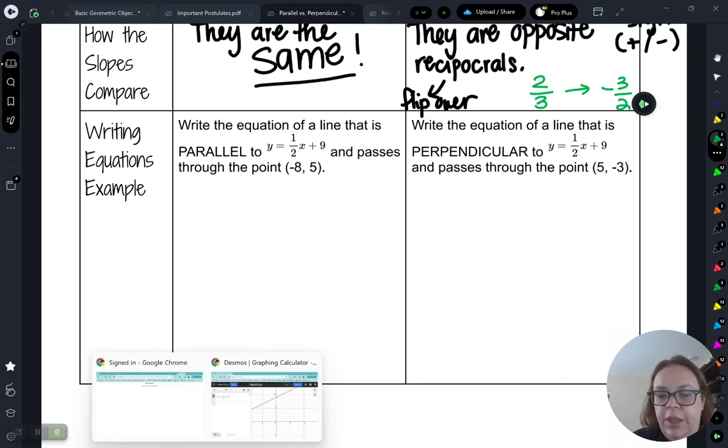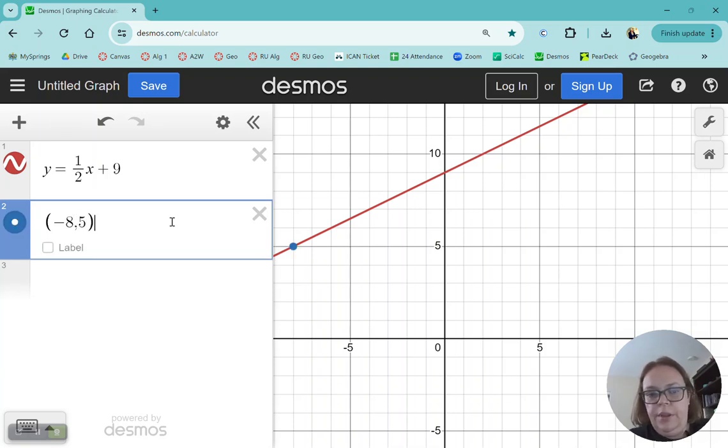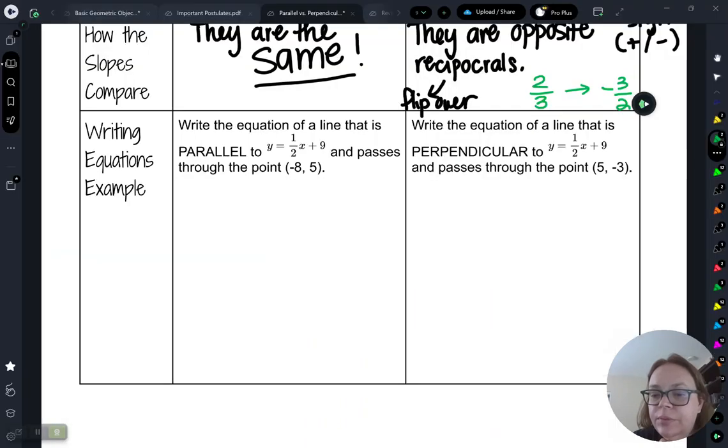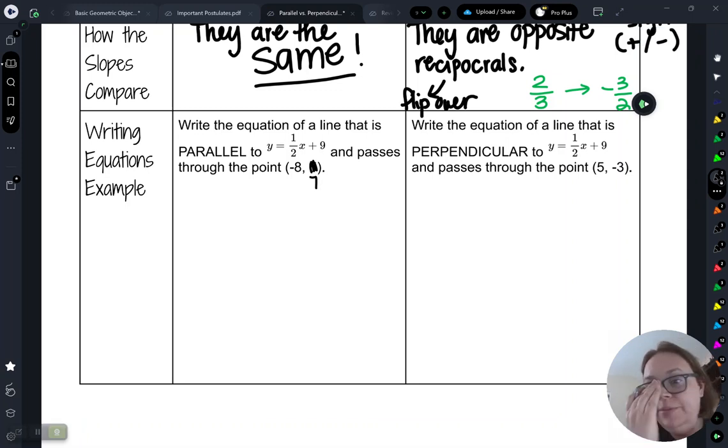Okay, so if we go ahead and type in that point on the next line, we have a problem. That point goes through the line. So let's change it, because this doesn't make any sense, does it? Let's make it -8, 7. Just change it. Not a big deal.